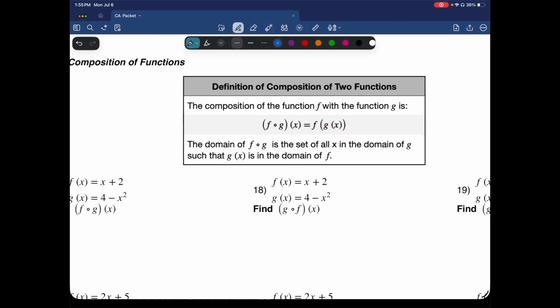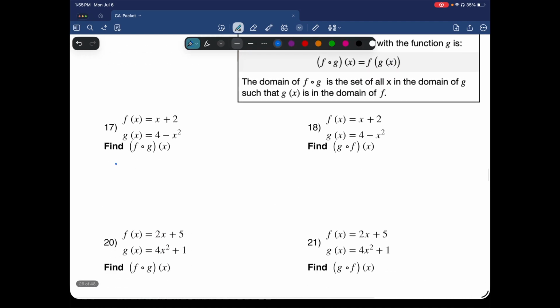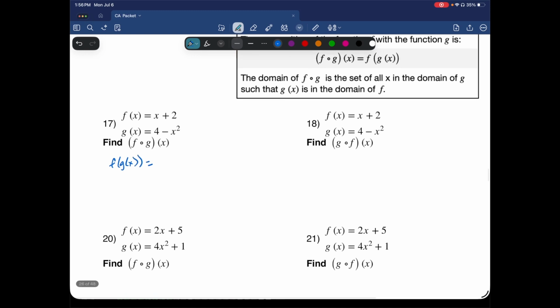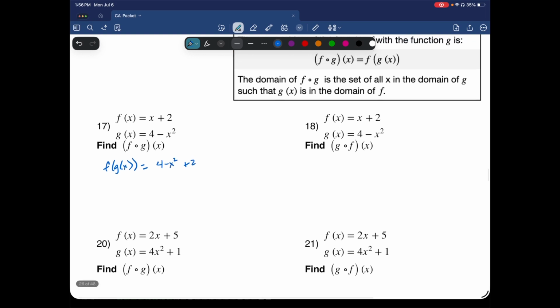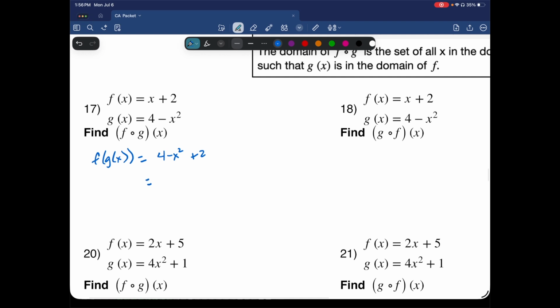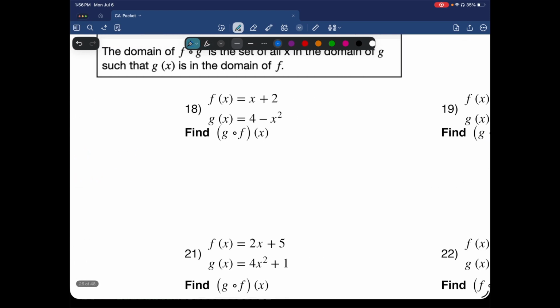Okay, so here's what we got on number 17. So this is f of g of x. So I'm going to take g and plug it into x for f of x. So this is going to be 4 minus x squared plus 2. And then I'll clean it up, and that's going to be negative x squared plus 6. And that's your answer.